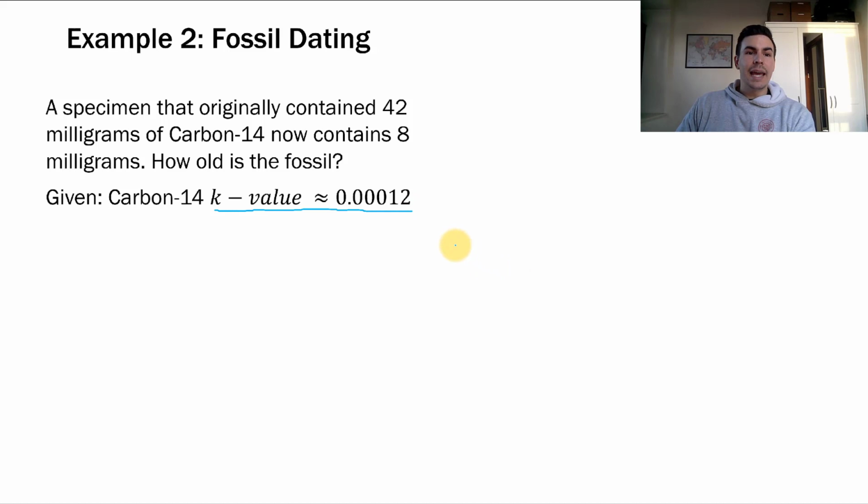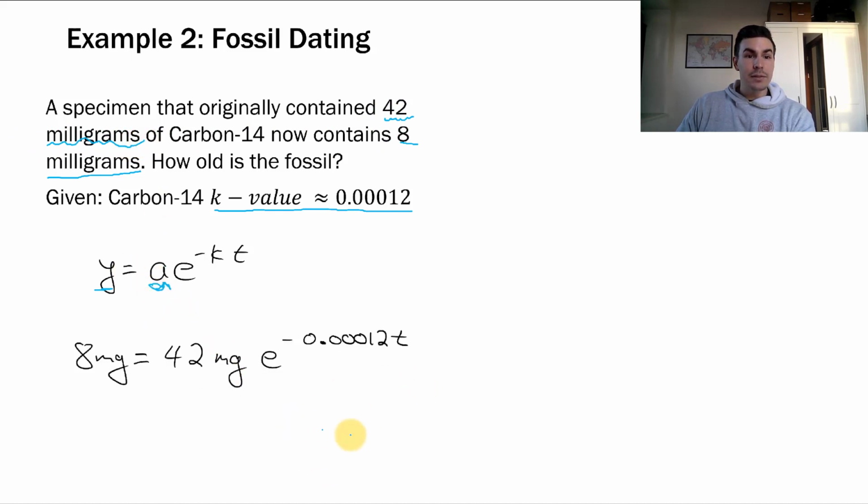Now we're using decay again, so I've got our equation for decay here. My 8 milligrams, that's how much I have now, so that's going to be y. And then how much we started with, that's a, and that was 42 milligrams. That's our initial. Then we're given our k value, so we can really just plug all this in. And whatever we find for t, that is going to be how old our fossil is.